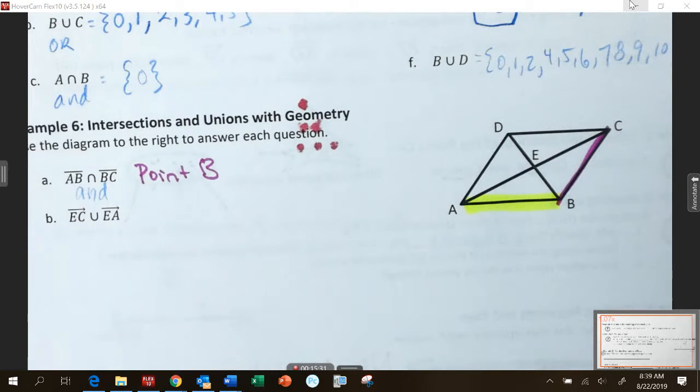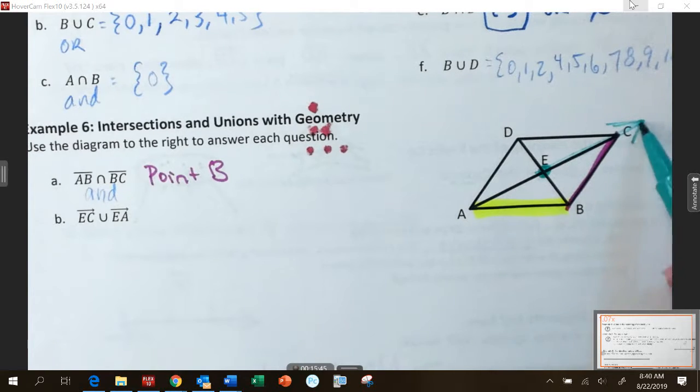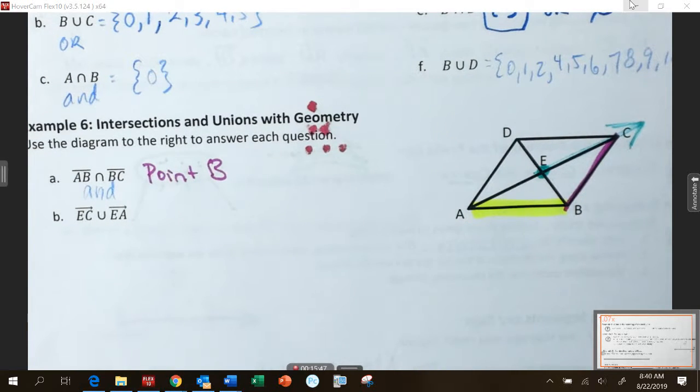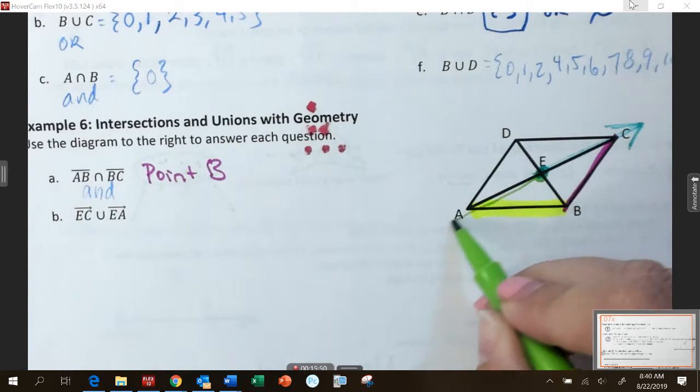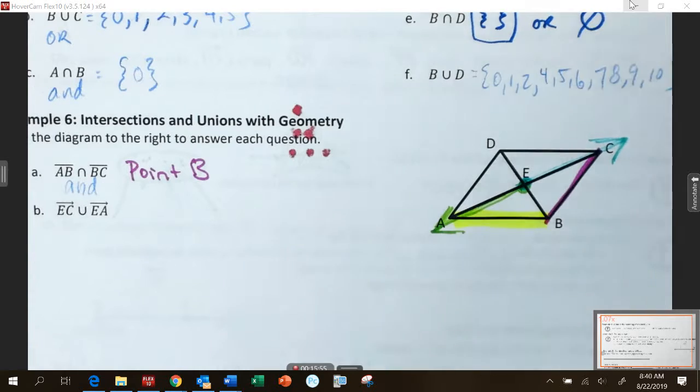And then we've got union, EC union EA. EC here, and it's a ray. EC goes this way. And then EA that way. What happens when we do "or," when we put them both together? They share, they go together, they unite. What happens when they unite? What does this make? Who said a line? Good, it makes a line.